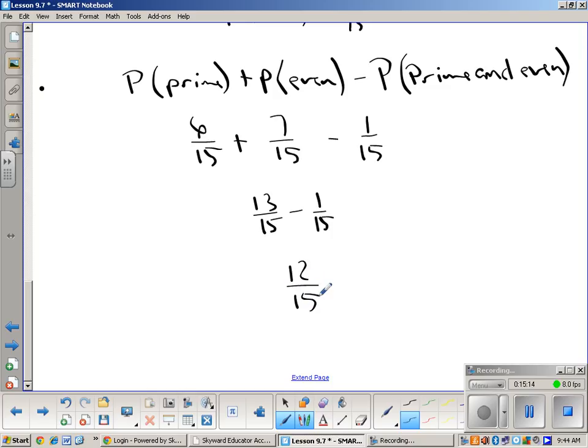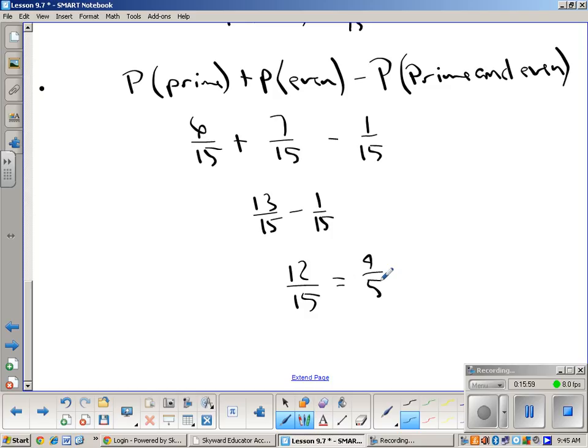And that goes along with what Max just said, that the numbers that are not prime or even are the numbers 1, 9, and 15. Those are the only ones that weren't prime or even. And so that reduces to 4/5. So the probability of prime or even is 4/5. Okay? Any questions on that?